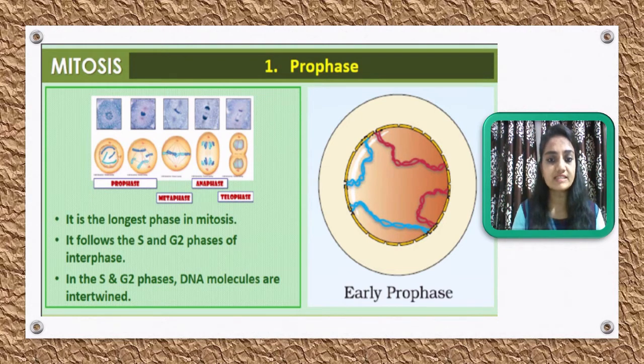So the first stage is prophase. What happens during prophase? It is the longest phase of mitosis, and it requires more time. It follows the S and G2 phases, meaning it can occur only after the S phase and G2 phase. You already know very well what happens during the S phase: the DNA content doubles, and during the G2 phase all the required material is synthesized. So after the S and G2 phases, DNA molecules are intertwined.